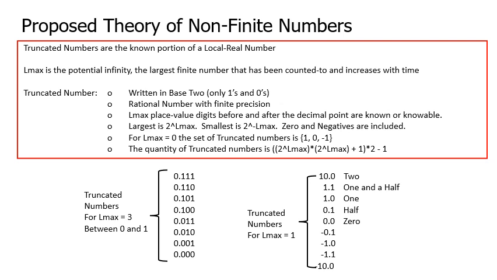Without Cantor's positive actual infinity, we no longer have real numbers. What will be proposed to replace real numbers are called local real numbers. The word local refers to a local value of the potential infinity, which is a finite number that represents as far as counting has occurred. The potential infinity has the symbol Lmax for maximum large number.